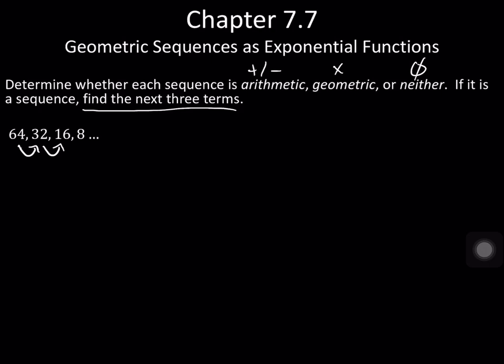From 64 to 32, what about if we multiply times 1/2? 64 times 1/2 is 32, so that one works. Times 1/2 is 16. Times 1/2 is 8. So that ratio, 1/2, gets me to the next term. So this is going to be geometric. And for the next 3 terms, we're at 8. So 8 times 1/2 would be 4. Times 1/2 would be 2. Times 1/2 would be 1.